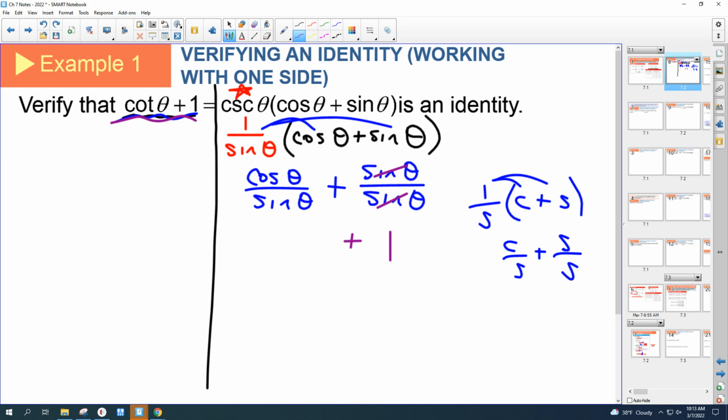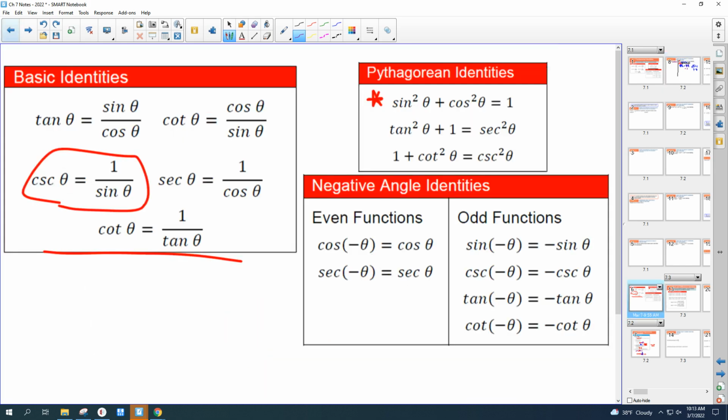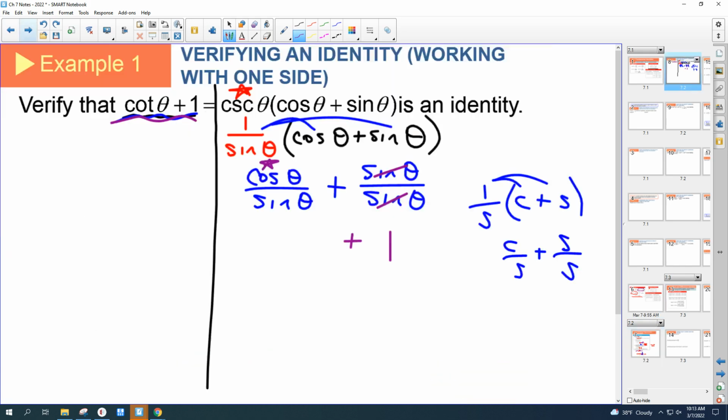But I've also got this cosine theta over sine theta. And you should recognize cosine theta over sine theta. That's one of them that you should know. Cosine theta over sine theta is equal to cotangent theta. And that's exactly what I want. I'm going to say cosine over sine is cotangent. I got cotangent theta plus 1. And that's exactly what I've got on the box. So your goal is to show that the left side and the right side are the same.